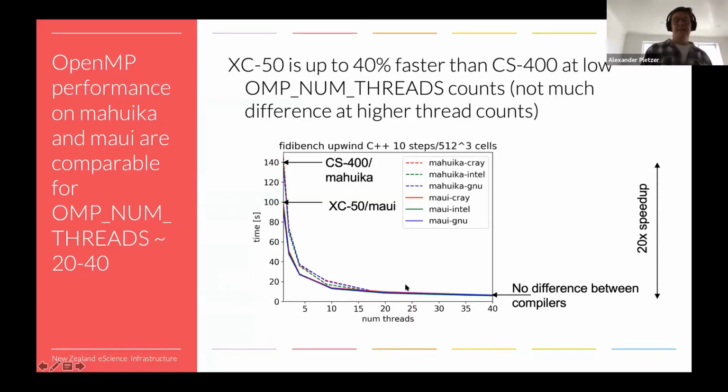But at the high end of one node scalability, you get about the same performance between Maui and Mahuika. So the processor doesn't really matter that much anymore. I mean, it's all just the load balancing and other issues that become dominant. So it's no longer limited by computational power, but it's more communication and other things that enter into the game.